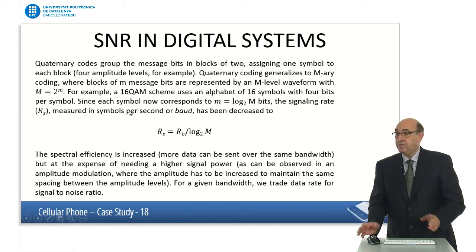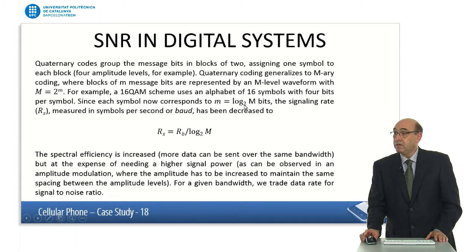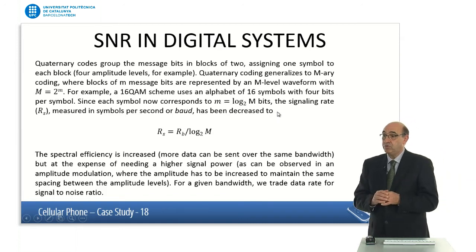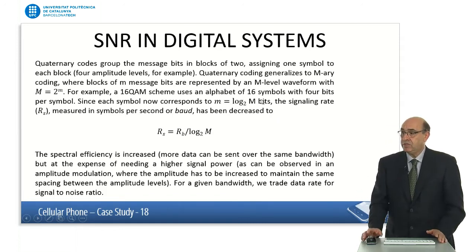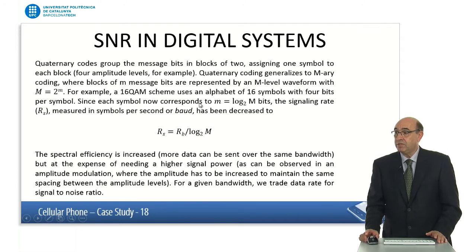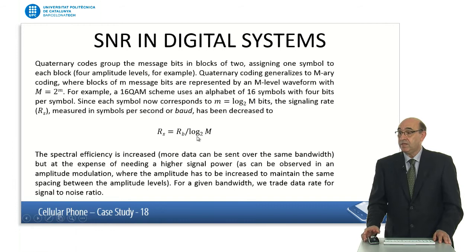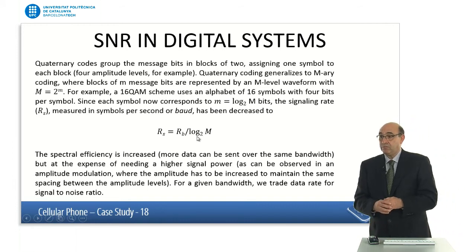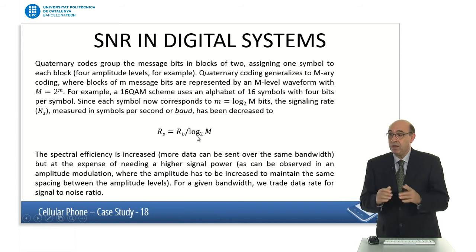Now, since each symbol corresponds to this number of bits, log 2 of the alphabet length, then the signaling rate, which is really the number of symbols we send per second, which from the old telegraph times is called a baud, we have decreased this number, because in fact this is the signaling rate, this is the bit rate, and this is the M we have here. For this scheme it will be 4. So that means that now we can send many more bits over the same bandwidth, but you have to pay a price.